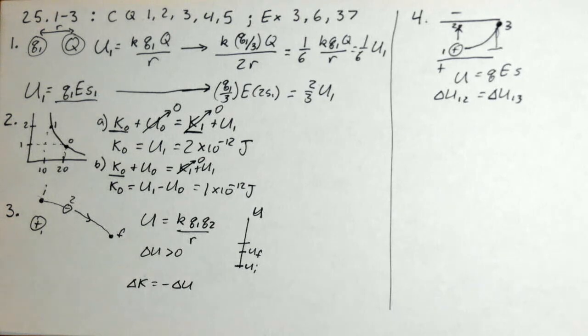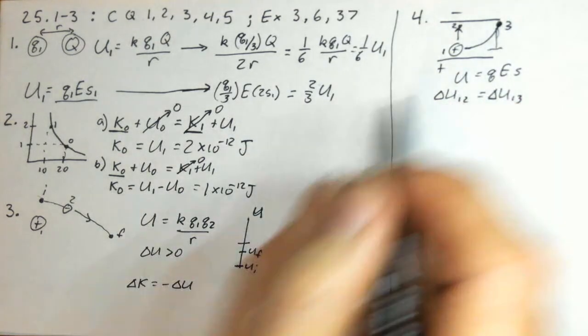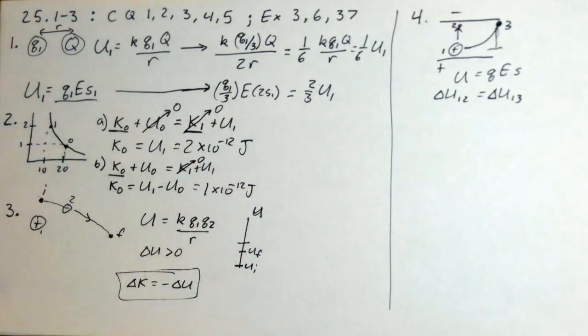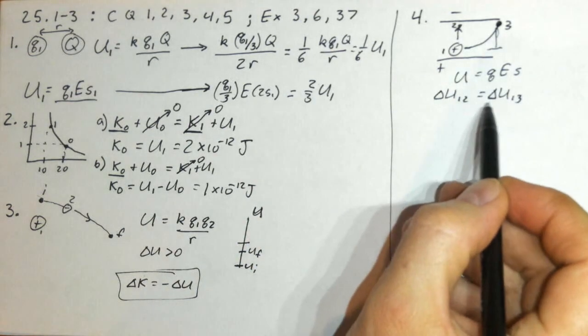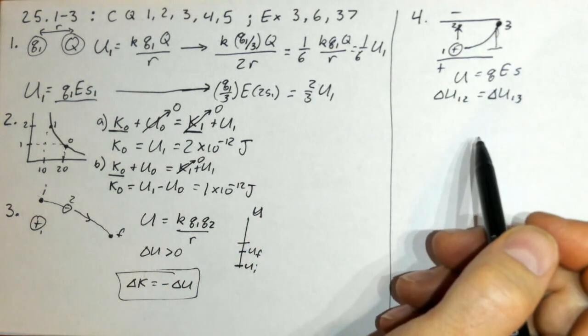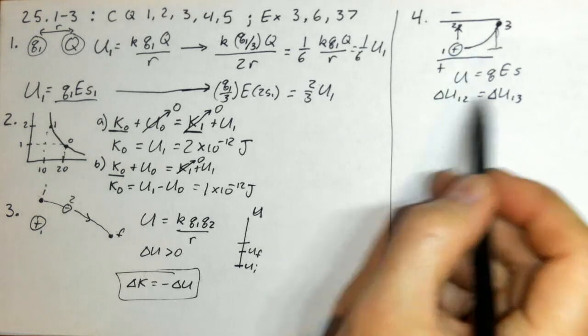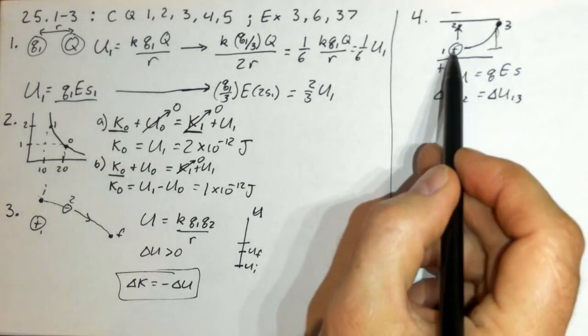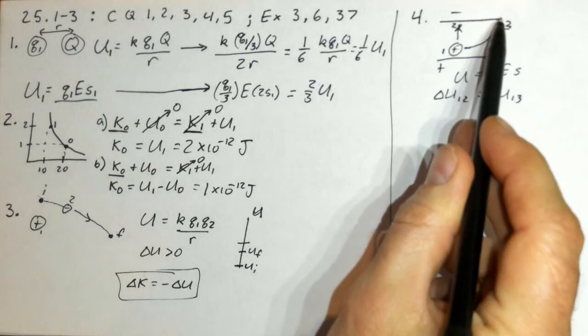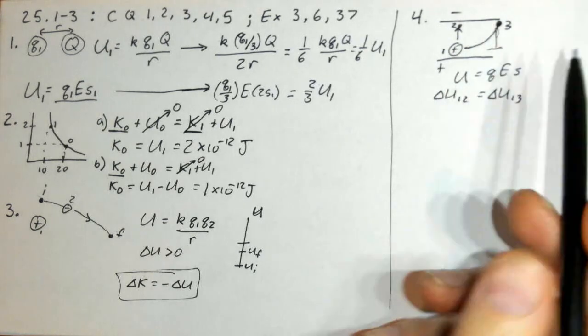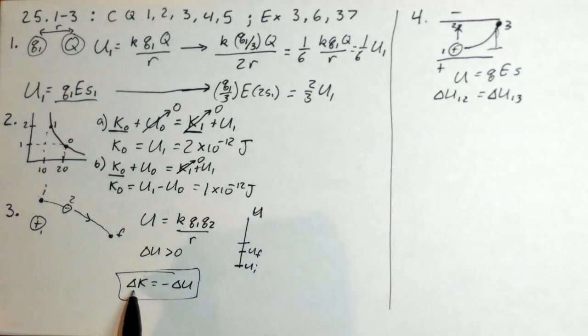Okay, so thought about that. If we think back to this right here, that helps us to see that delta U12 equals delta U13. So the change in potential energy is the same whether I go from here to here or from here to here, which means delta K should be the same for each of them.